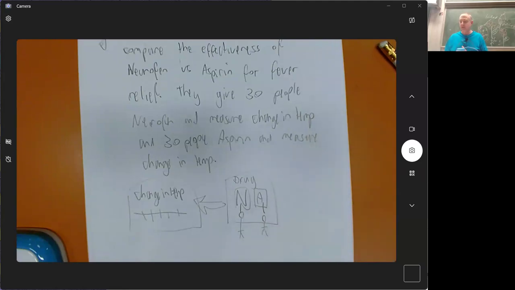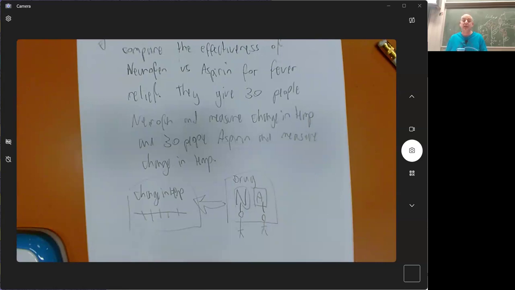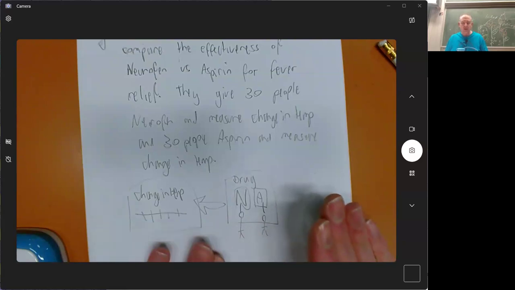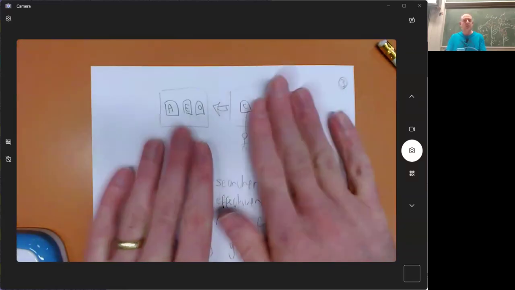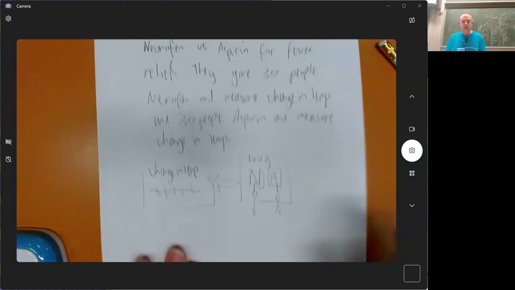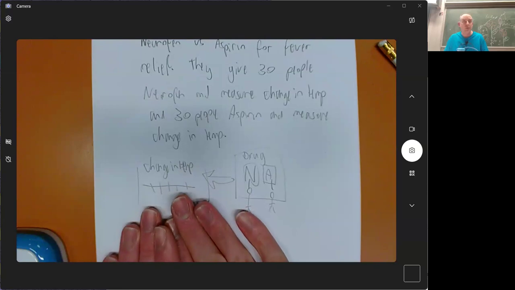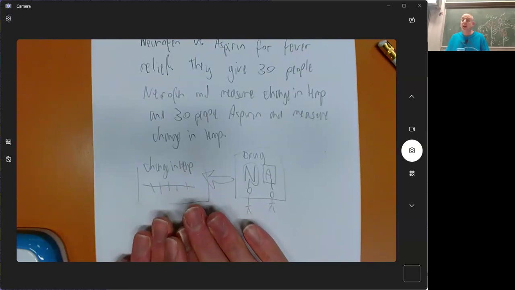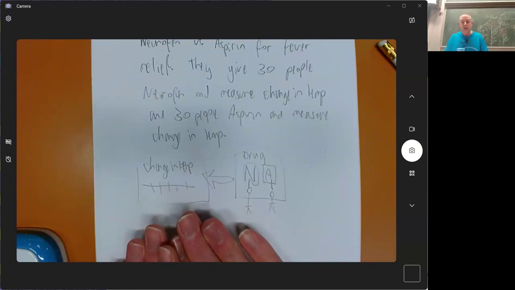I hope that's a useful thing to say at this time, but that's the first step. You have to read the story and make sense of the story. Okay, so these two situations are quite different to each other. This one is a relationship between two categorical variables, and this one is a relationship between a categorical variable and a numerical variable. And that makes a big difference to how you're going to analyze them.